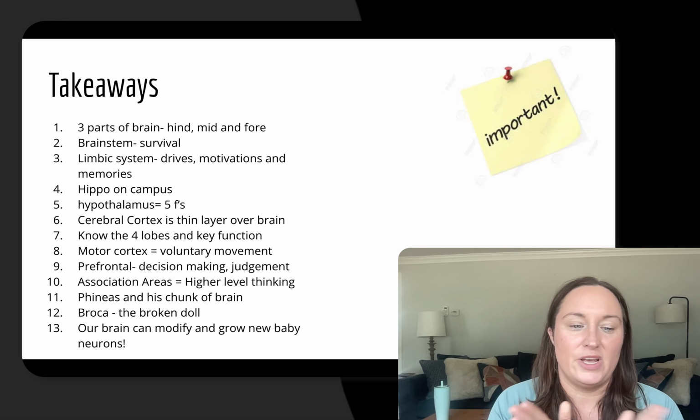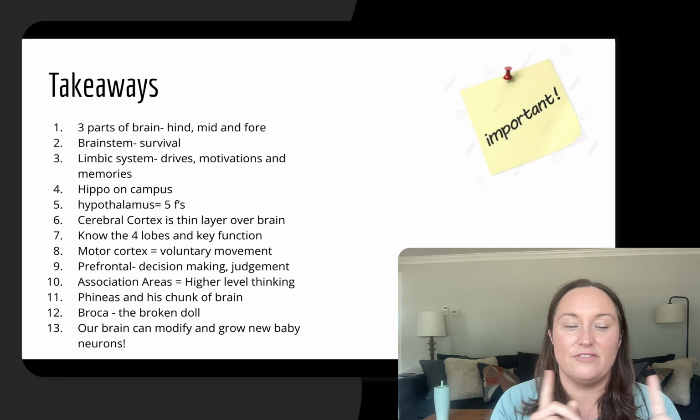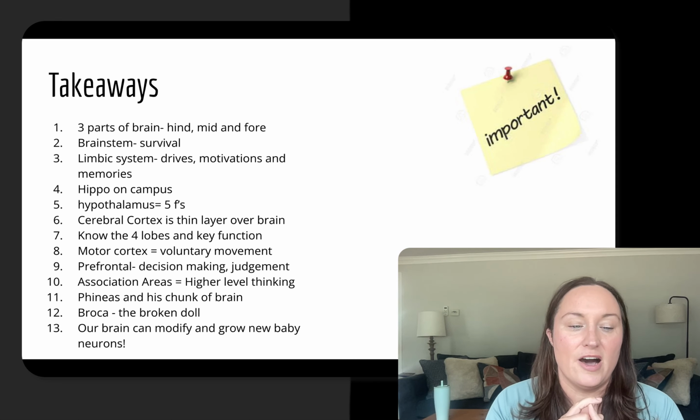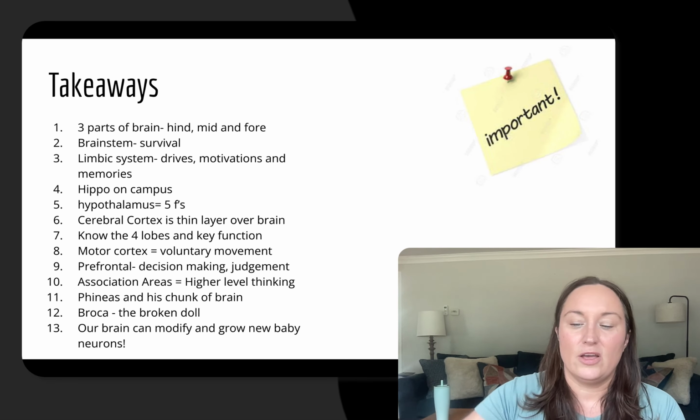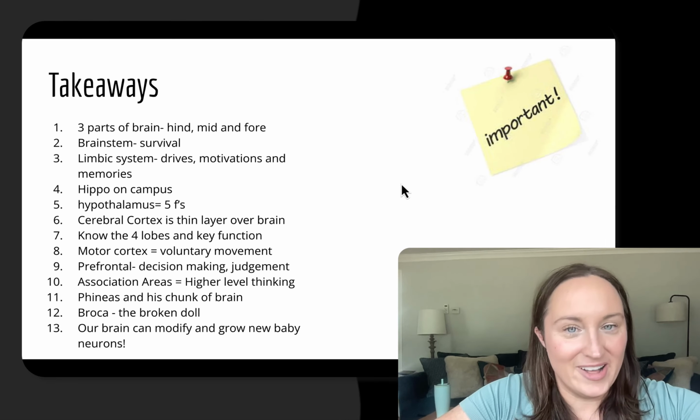Prefrontal, decision and judgment making; association areas, that's higher level thinking, connectivity. Phineas and his chunk of brain. Broca, think broken doll. And we will talk more about all of this in class.